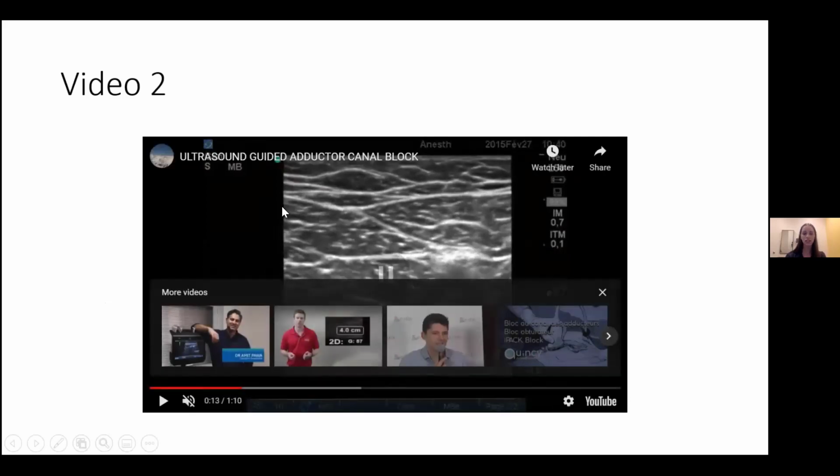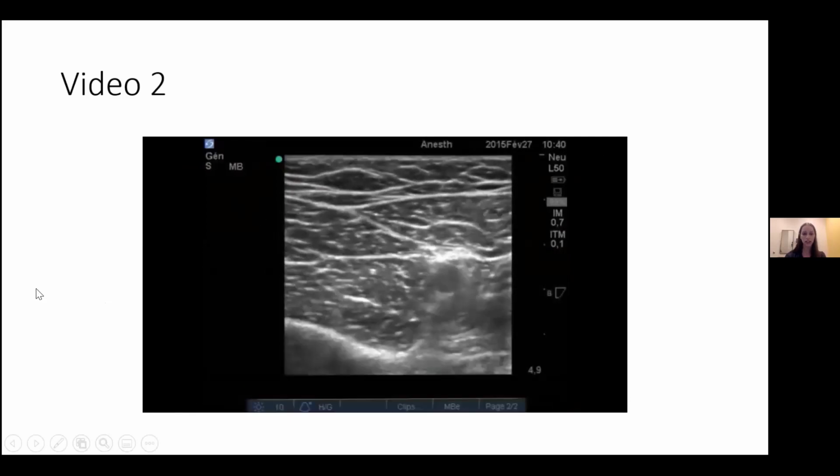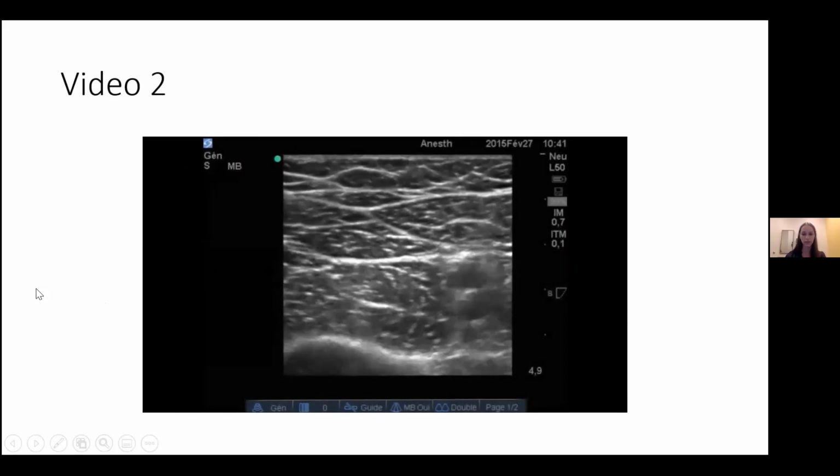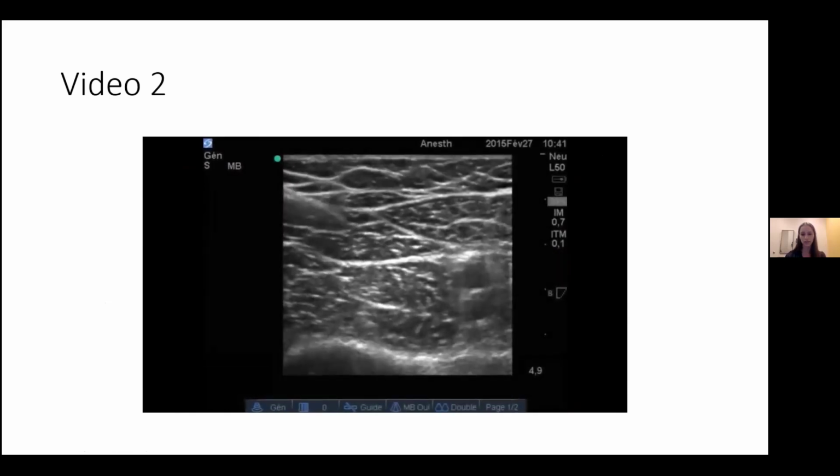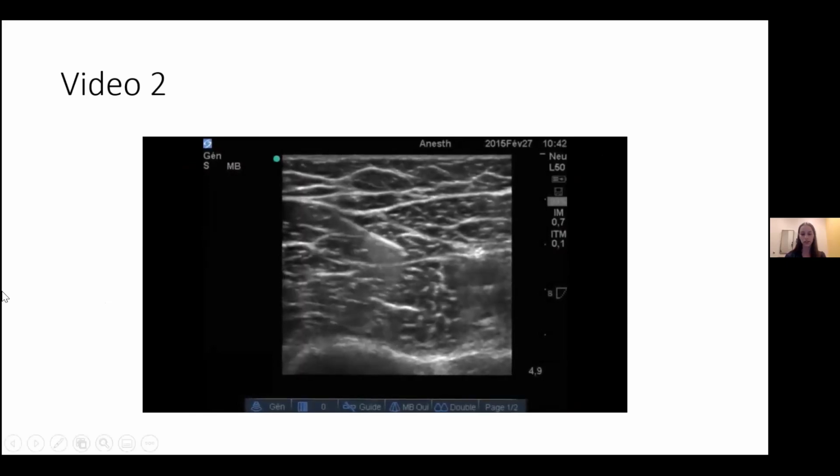So this time it's opposite. So this is lateral over here, just to clarify. So it's been flipped. So they're coming in kind of through the sartorius here.